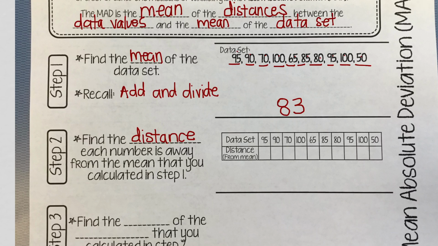Each number is away from the mean that you calculated in step 1. All right? So all you're doing is subtracting. So you can go ahead and use your calculator on this. I'm going to say 95 minus 83. I'm going to subtract the mean that I found. So what's 95 minus 83? 12. Okay. Then do 90 minus 83. And what do I get? 7.